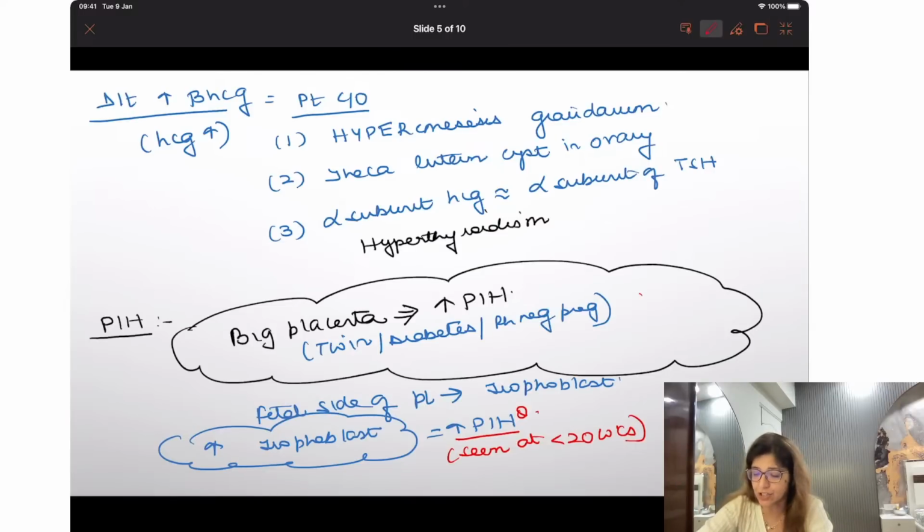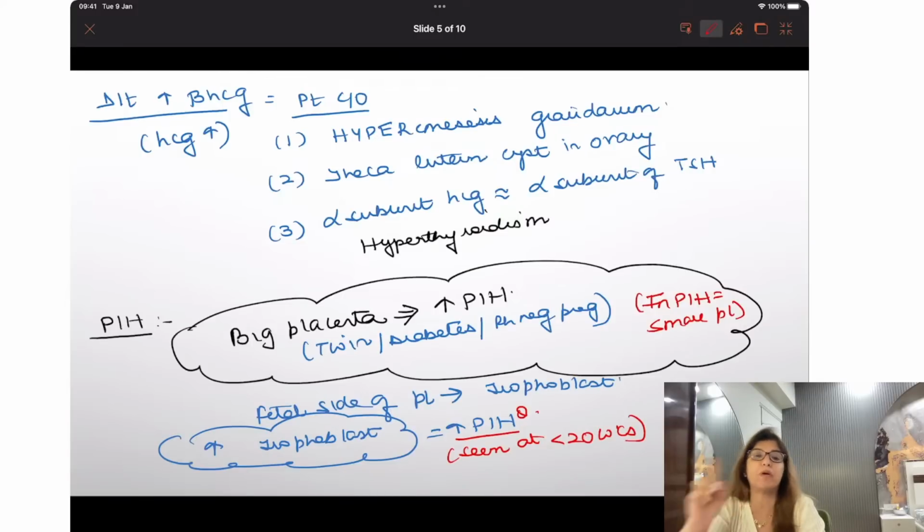In PIH, if they ask you what the size of the placenta is, in PIH you get a small placenta. But a risk factor for PIH is a big placenta. PIH में प्लेसेंटा स्मॉल हो जाता है, right? But the risk factor for PIH is a big placenta. जहां conditions, जो conditions जहां पे placenta का size big होता है, all of them have increased chances of PIH. That is a risk factor for PIH. Now, because of PIH, the size of the placenta becomes small.